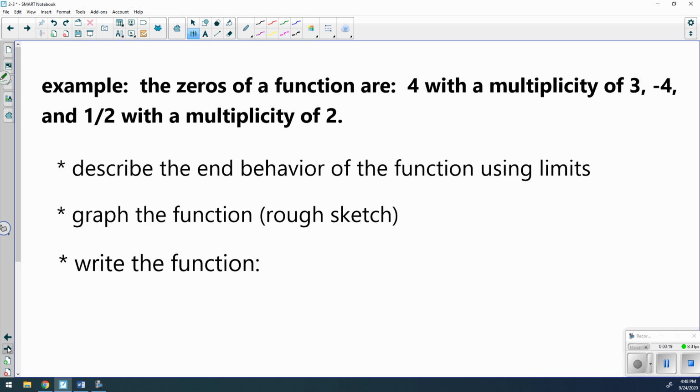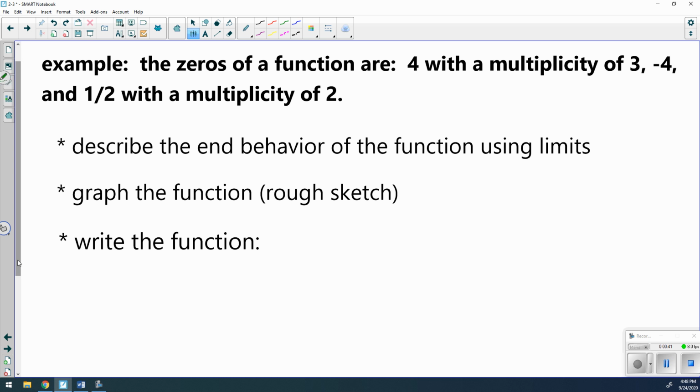So right now, we're going to assume that our end behavior is positive as we head to the right. All we know for sure is that the zeros of the function are 4 with a multiplicity of 3, -4, and then a half with a multiplicity of 2. So let's describe the end behavior of the function, let's graph the function, and then we'll write the function.